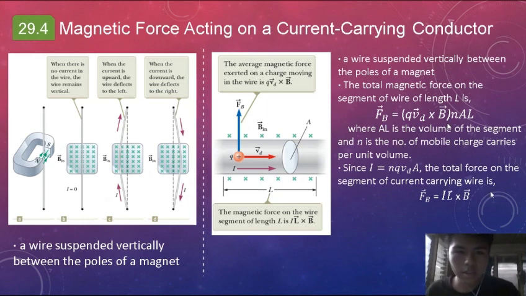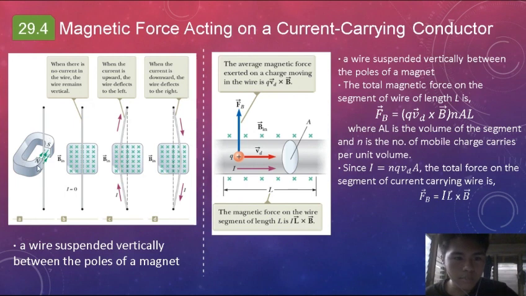So, we are back again, guys, and this is our fourth topic, which is magnetic force acting on a current carrying conductor. If a magnetic force is exerted on a single charged particle when the particle moves through a magnetic field, a current carrying wire also experiences a force when placed in a magnetic field. So, this is our first figure.